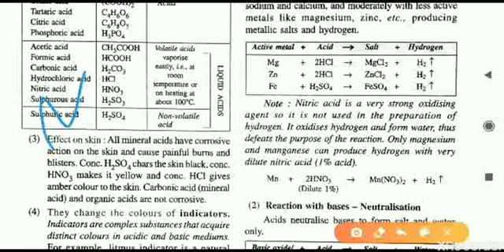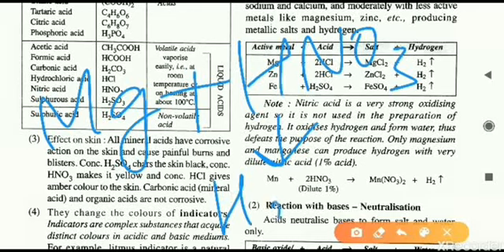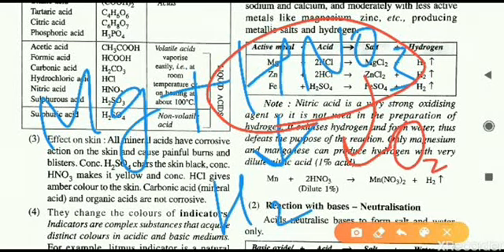Now the nitric acid. Nitric acid is not used in this case. Why is it so? In case we use nitric acid, then what will happen? Let us have an example here. For magnesium metal, if we are using nitric acid, then it will produce hydrogen gas. Surely it will produce. But this nitric acid is a very strong oxidizing agent. It will do what? It will provide oxygen. It is an oxidizing agent.